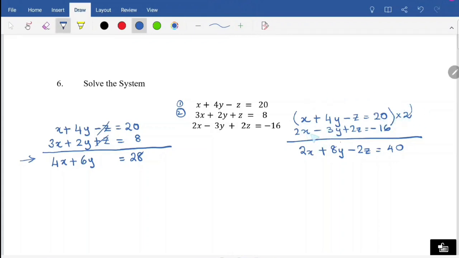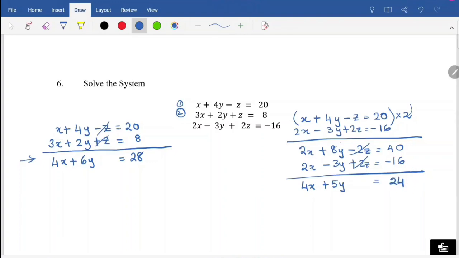All right. Now the bottom equation, we do not have to multiply by anything. So we just write it as is. So it's going to be 2x minus 3y plus 2z equals negative 16. Now we just go ahead and add. 2x plus 2x is a 4x. 8y minus 3y is a positive 5y. And minus 2z and plus 2z is a 0z. So that goes away. And 40 minus 16 is a 24.